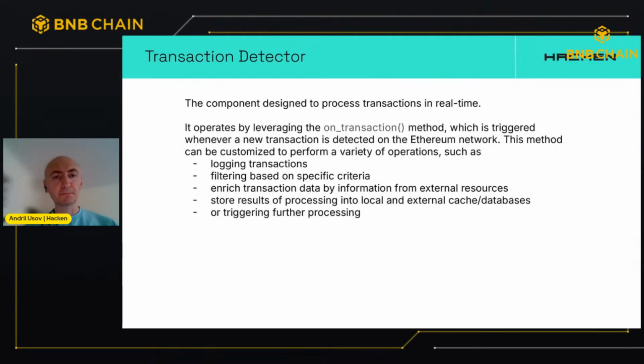local stuff. The SDK provides several types of detectors. The most commonly used is the transaction detector. The main point is that since this detector processes data in real time, that being its main purpose, we have a callback function, on transaction, which is triggered every single time a new transaction is received from the channel.